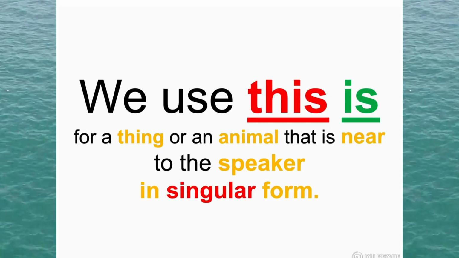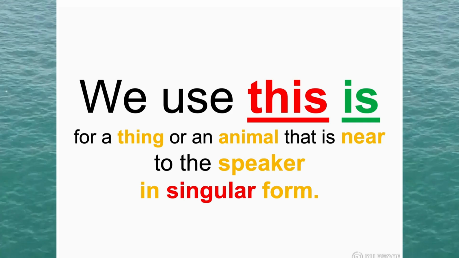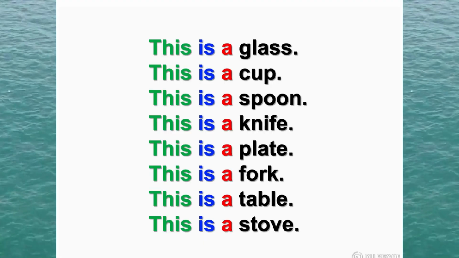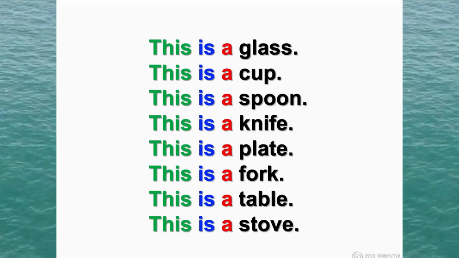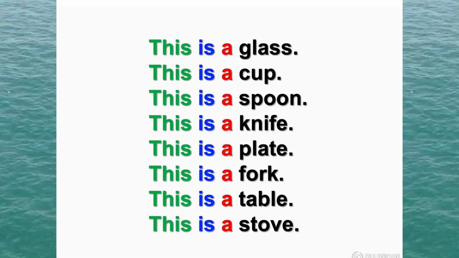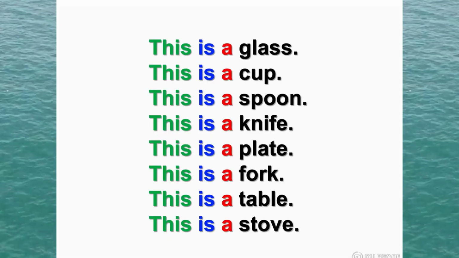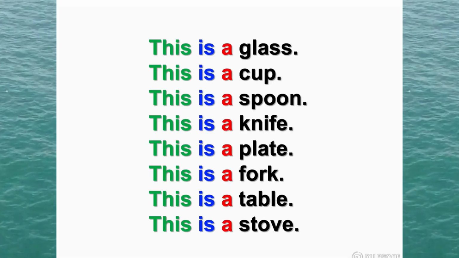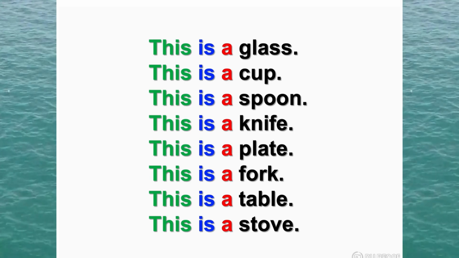We use this for a thing or an animal that is near to the speaker in singular form. This is a glass. This is a cup. This is a spoon. This is a knife. In knife, the k is silent. This is a plate. This is a fork. This is a table. This is a stove. These things we find in the kitchen. We use this is to introduce them.